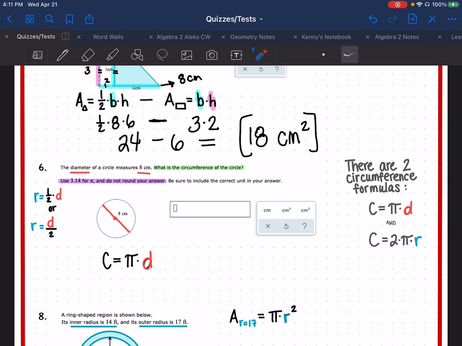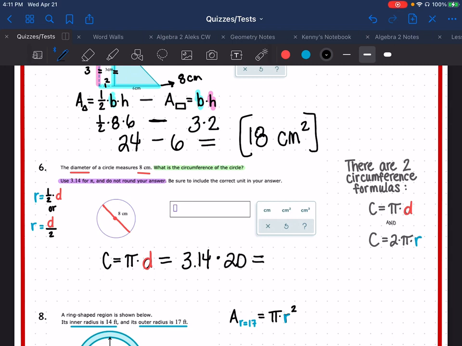If you would like to use this one, this is the one I do have committed to my memory. You remember that the radius is half of the diameter, so you could do 1/2 times the diameter, or you can simply take the diameter and divide it by 2. I'm going to use this formula though. Notice that also Alex is asking me to use 3.14 for pi, and it is saying do not round my answer. So I'm simply going to say 3.14 times 20.